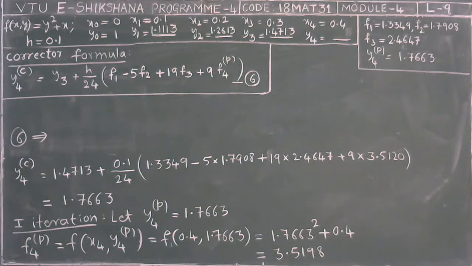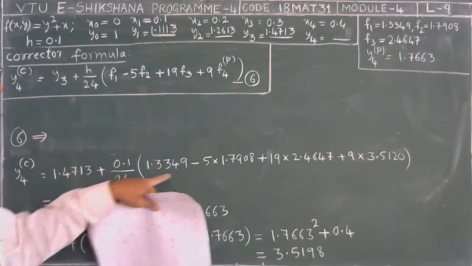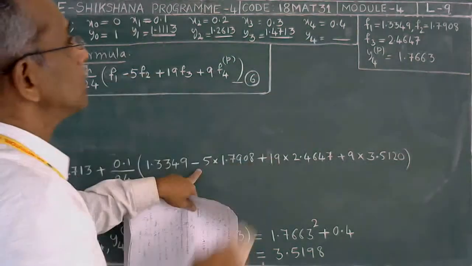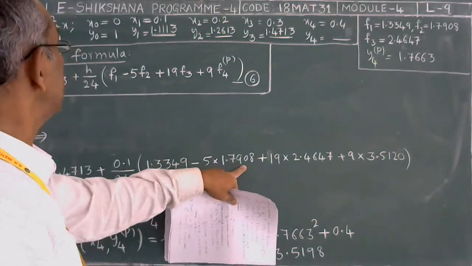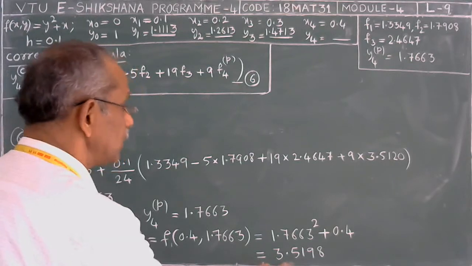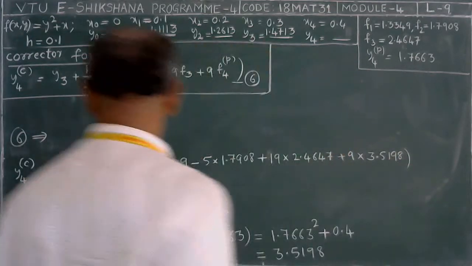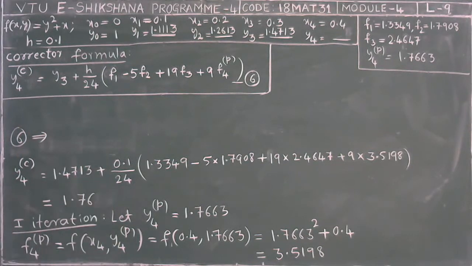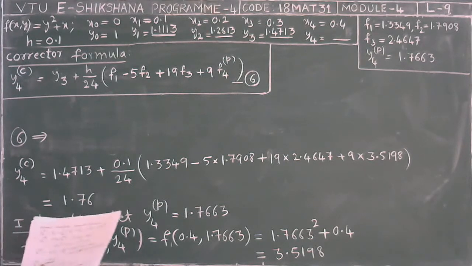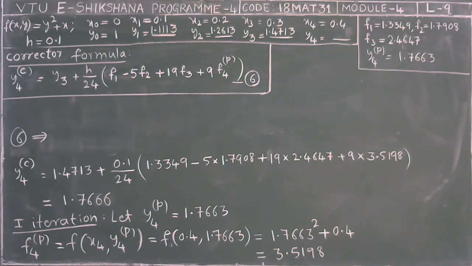Equation 6 implies Y4C is equal to Y3 plus 0.1 by 24 times F1, 1.3349, minus 5 into F2, 1.7908, plus 19 into F3, 2.4647, plus 9 into F4P. F4P is this 3.5198. If you carefully compute this one, you get 1.7666. So I have to complete the second iteration to complete this problem.